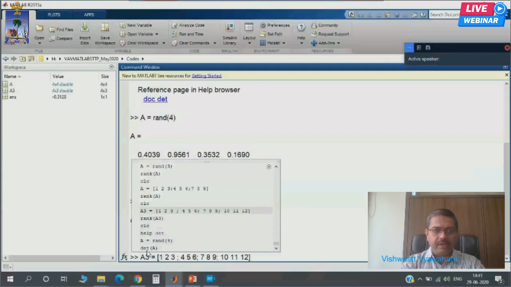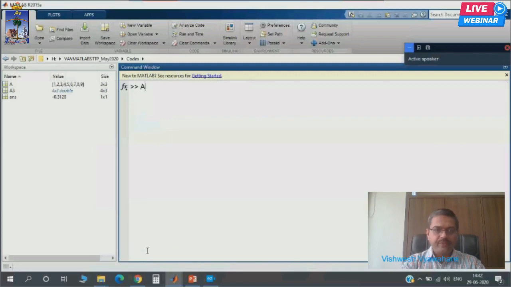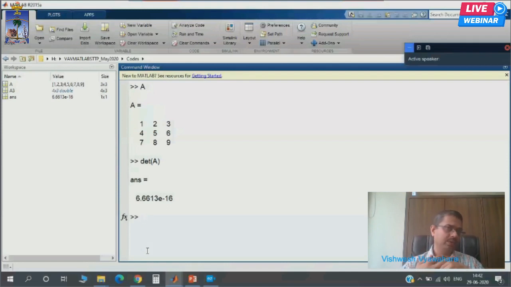Now let's take our earlier example 1, 2, 3, 4, 5, 6, 7, 8, 9. So this is my A. And we found out that it was rank deficient. Its rank was 2. What will be the determinant of A in this case? Ideally, if you really calculate the determinant of this matrix, it comes out to be equal to 0. But what will MATLAB do? MATLAB will not give the 0 answer.